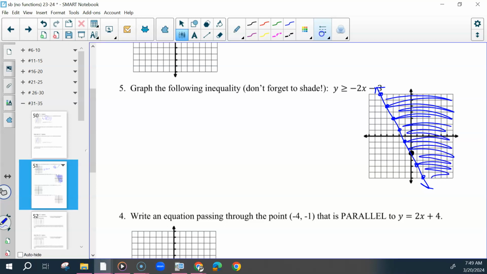It would look something like that. So make sure you have that. Be checking yourself in Desmos, as that's what the iPads are there for. Questions on that?